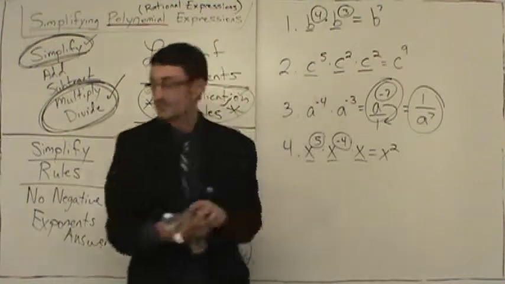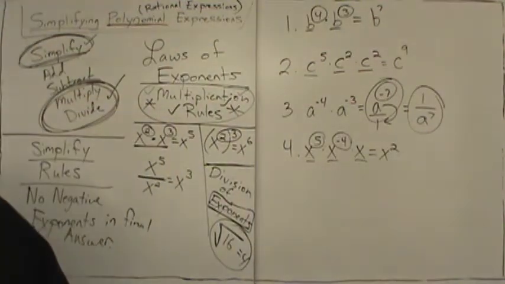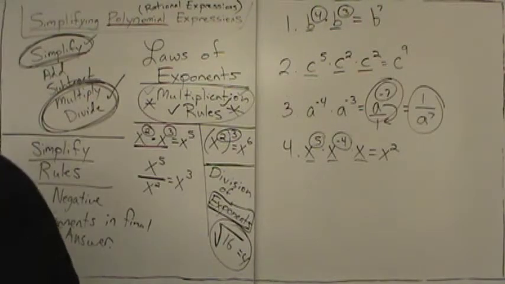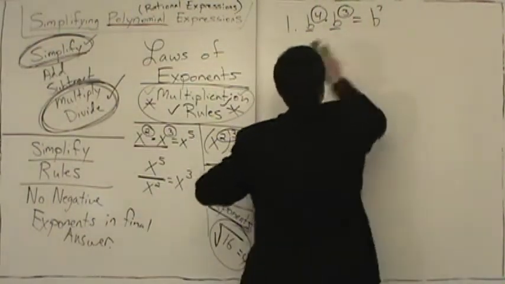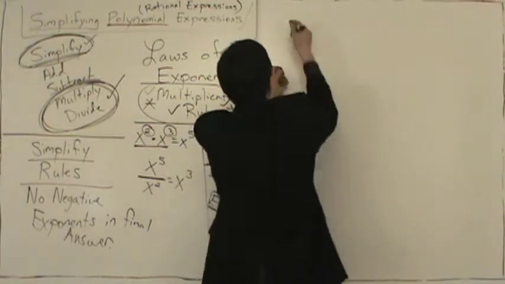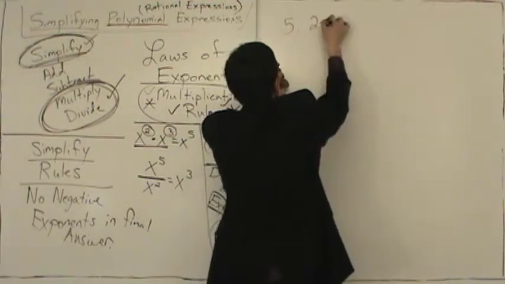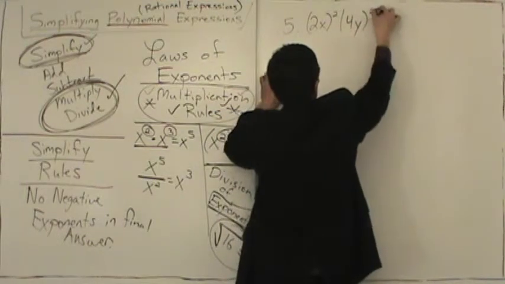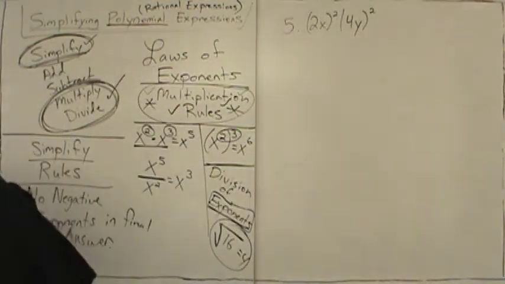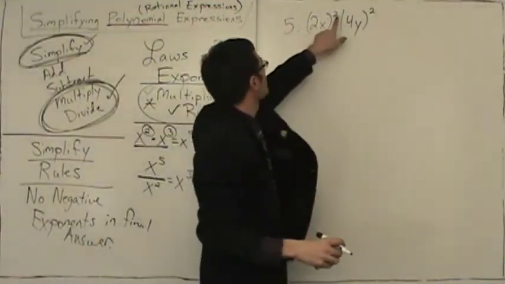All right, now, next set of problems. Again, I want you to practice these without my help. 2x quantity squared, 4y quantity squared. Okay, so we're looking at number 5 on the sheet. 2x quantity squared multiplied by 4y quantity squared. Now, what do we have on the outside? We have an exponent on the outside of parentheses.